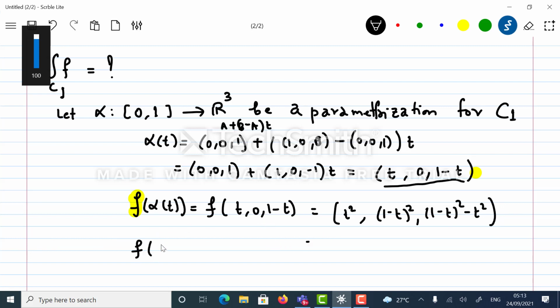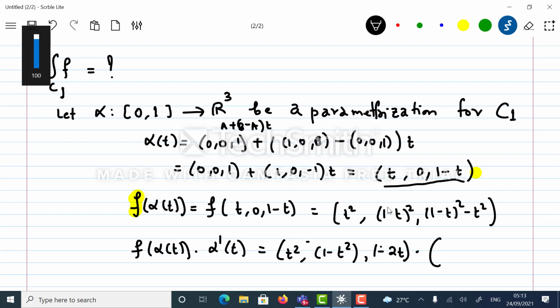Okay, so f of alpha t dot product with alpha dash t will be t square comma 1 minus t square comma, this will be 1 minus 2t plus t square minus t square, so t square will get cancelled, giving 1 minus 2t, dot product with alpha dash t. From this we can find alpha dash t: alpha t is 0, 1 minus t, so the derivative is 1, 0, minus 1.